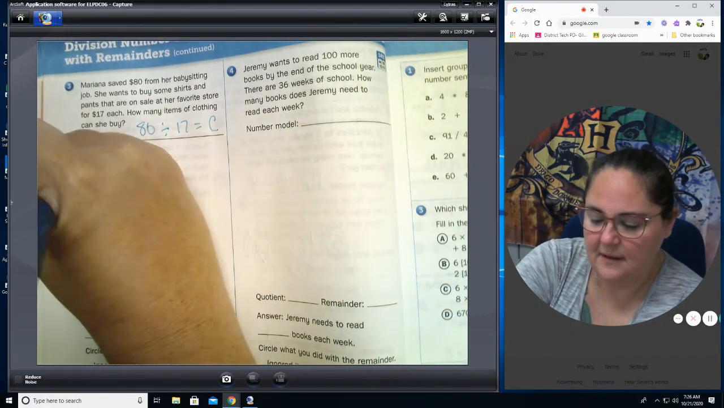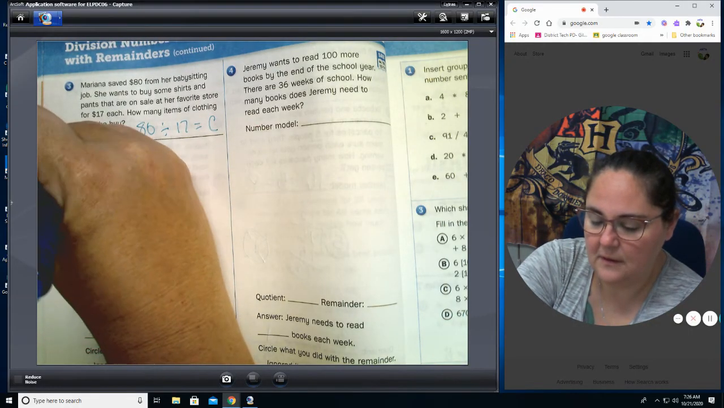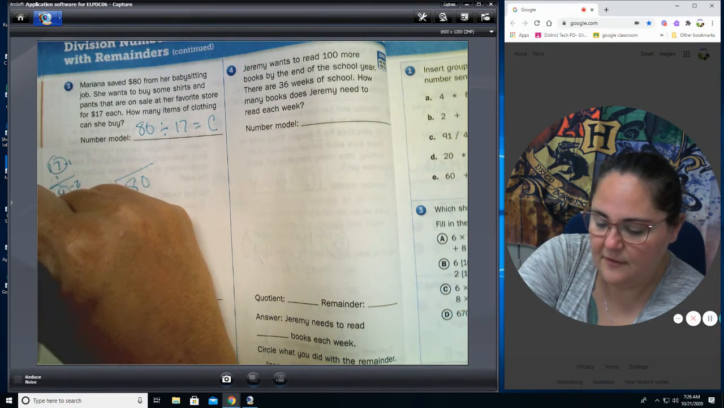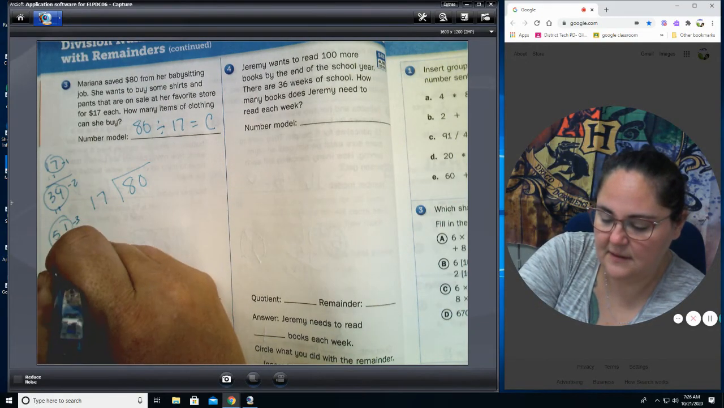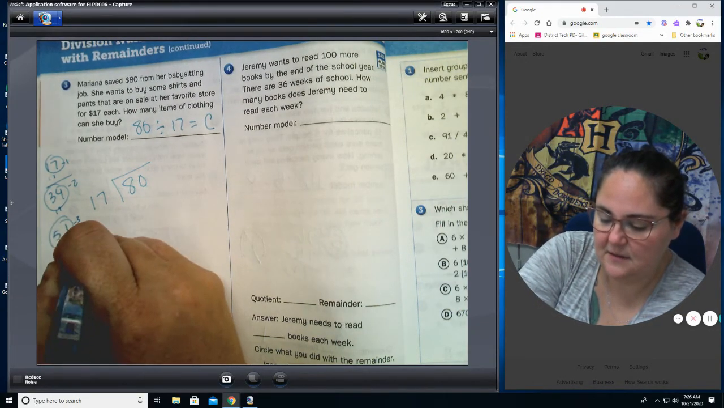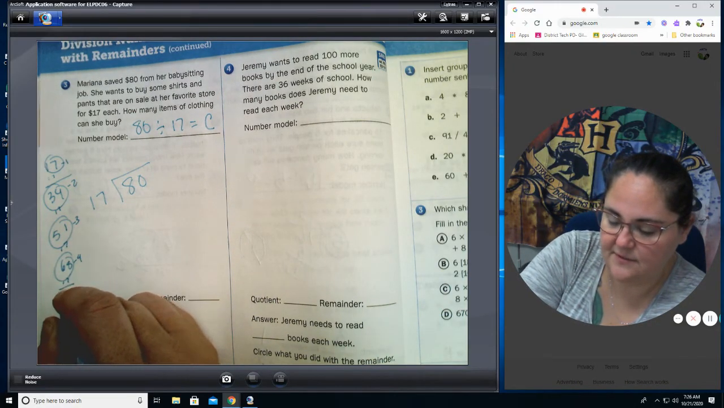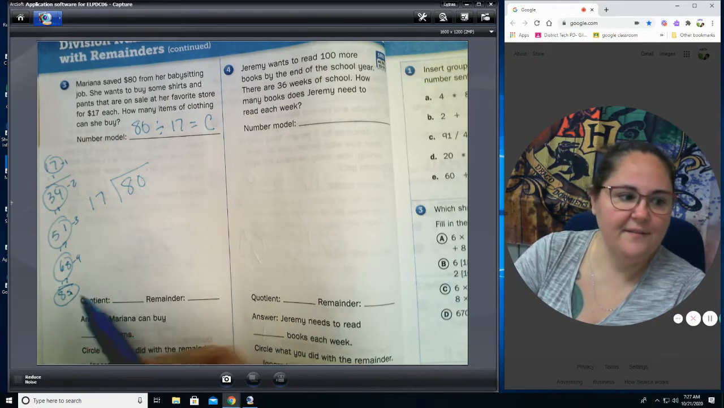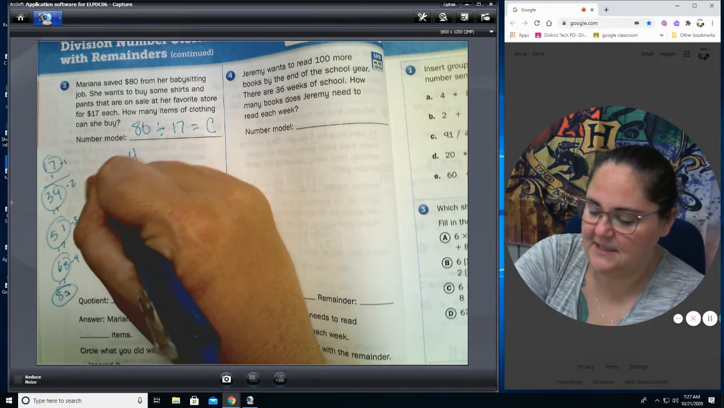17, add 17 to it, and we have 34. Add 17 to it, 51. Ooh, I'm getting close. Add 17 to it, 68. Add 17 to it. 8 plus 7 is 15. 6, 7, 8. 85. Oh, too far. I can't buy 5 pieces of clothing. I have to get 4. 4 times 17 is 68.